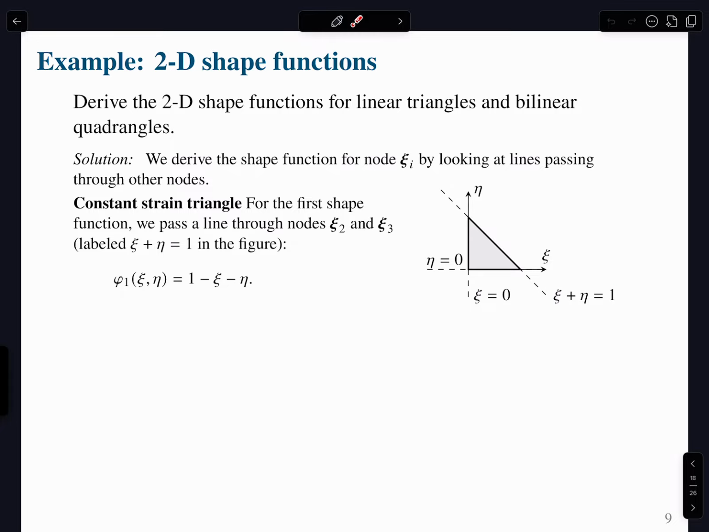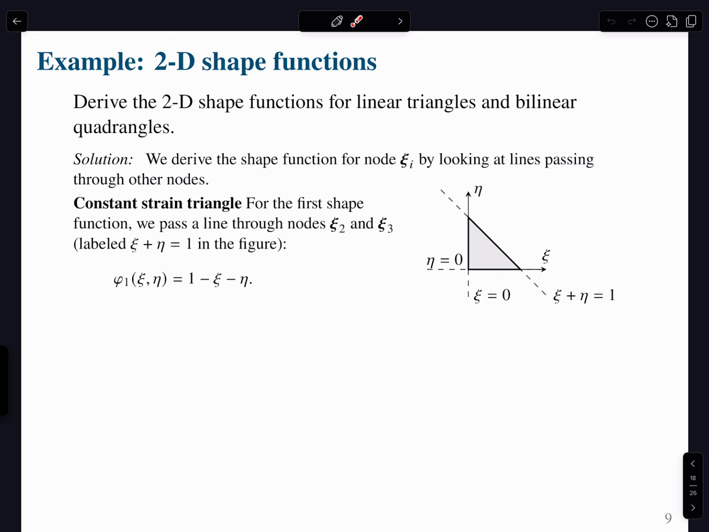And you can very quickly test this, right? So when xi and eta are equal to 0, I'm at this point. The value is equal to 1, right? When xi is equal to 1, eta is equal to 0, I am here. So 1 minus 1 is 0. When xi is equal to 0, eta is equal to 1, I'm here, right? And that is also 0. So that is my first shape function.